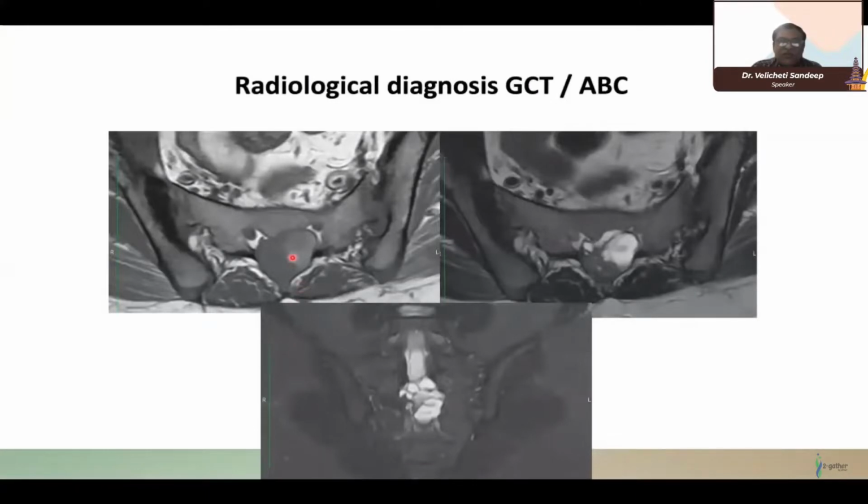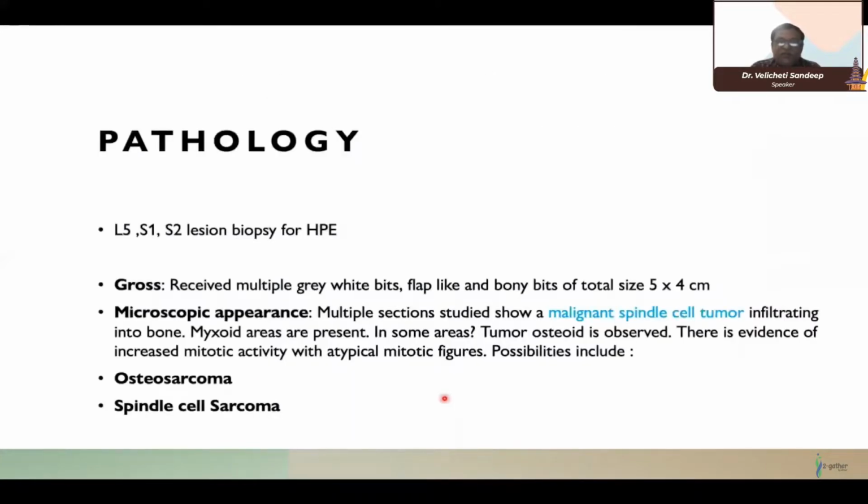Axial, it is showing hyperintensity, isointensity, and there is some fibrous element or a blood element like thing, sediment here, multiple fluid levels in the coronal star images. So our radiological diagnosis was predominantly GCT and ABC. But to our surprise, the pathology came slightly different. They have taken a big chunk of tissue for biopsy and partly curettage type of treatment. Microscopically, they revealed spindle cell tumors, which is actually a morphological diagnosis, but it shows malignant properties. Some tumor osteoid also they observed. So initially they thought of osteosarcoma and spindle cell sarcoma.